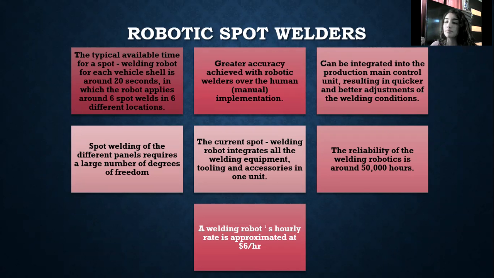It can show when they are having troubles. The spot welding of the different panels requires a large number of degrees of freedom. What does that mean? That means that you can move on a lot of axes, not only the X axis or the Y axis. They can move anywhere. The current spot welding robot integrates all the welding equipment, all in one.